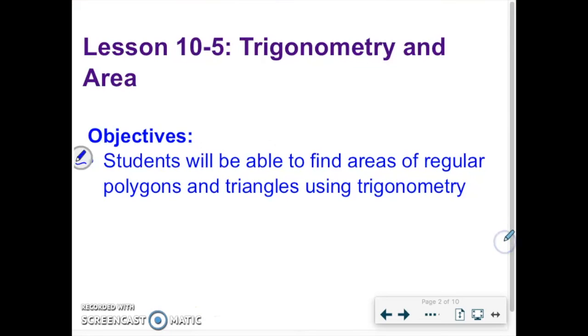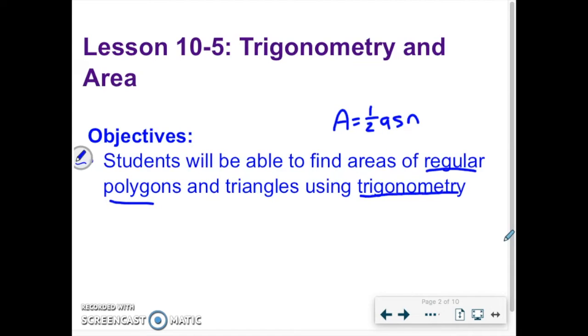Welcome to the notes for 10.5. We got trigonometry and area. So we're going to use regular polygons again. The formula that we had for that was 1/2 ASN, where we needed the apothem, the side length, and the number of sides. And then we are going to add in a little bit of review.